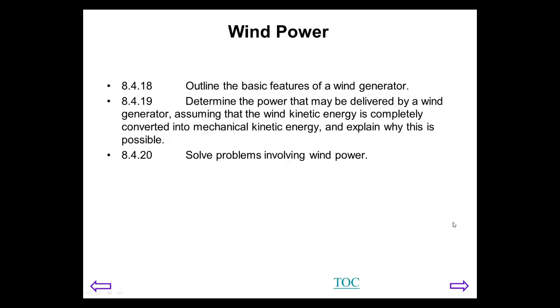Wind power. We need to outline the basic features of a wind generator. Sometimes it's called a windmill. It is not a windmill. It is not used to make flour. We also need to determine the power that may be delivered by a wind generator. We have to derive the formula, assuming that the wind kinetic energy is completely converted into mechanical kinetic energy, and explain why this is possible. I think this should say explain why this is not possible.